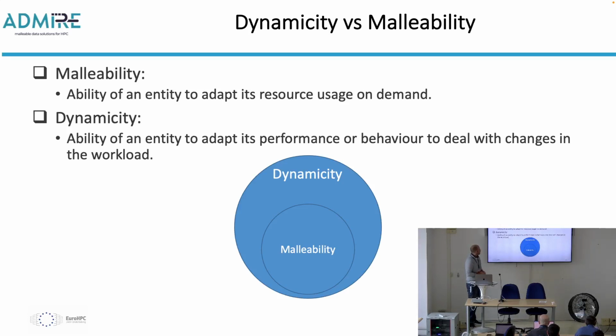Dynamicity basically is the ability of an entity, which can be a system or a process or whatever, to adapt its performance behavior to deal with changes in the workload. So dynamicity and malleability are related concepts in HPC, but we can consider malleability as a subcategory of dynamicity because it is a special use case or a part of the dynamicity.